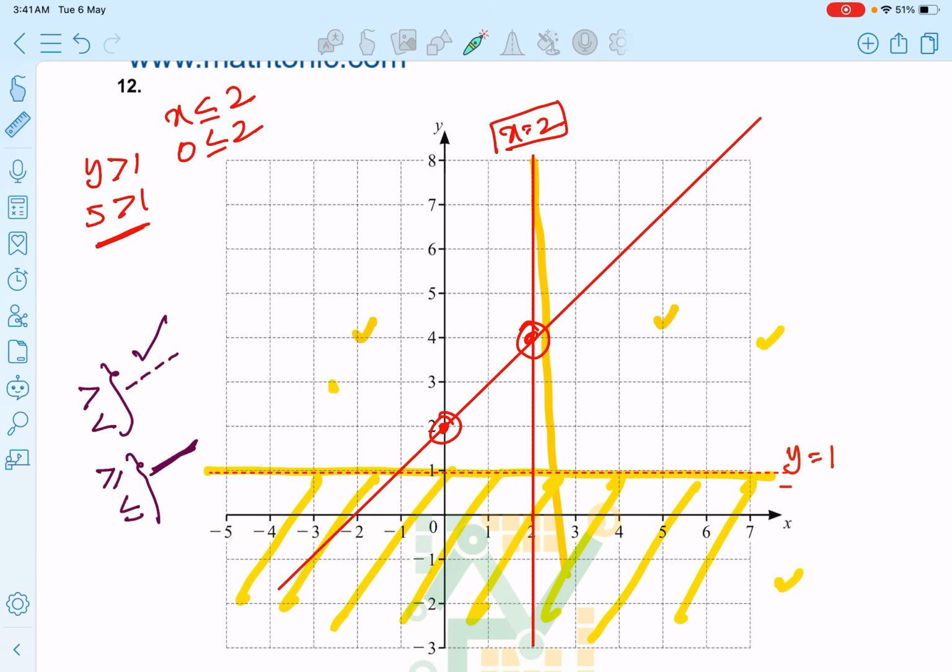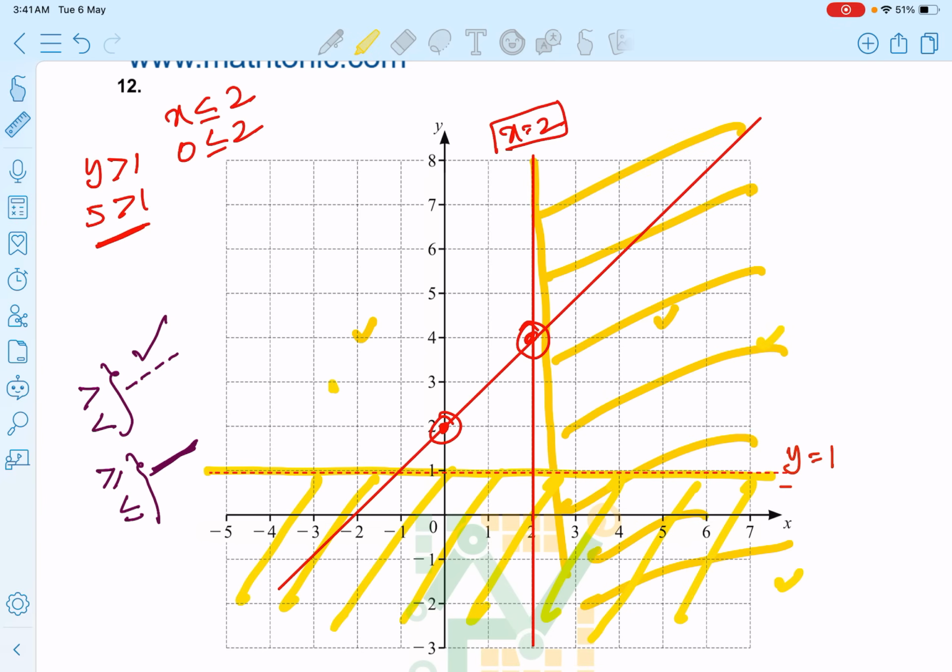That means this part will be true and this part will be false. So I will shade the unwanted region, the false region. So I will try to shade this part. Did you get it, everyone, clearly?